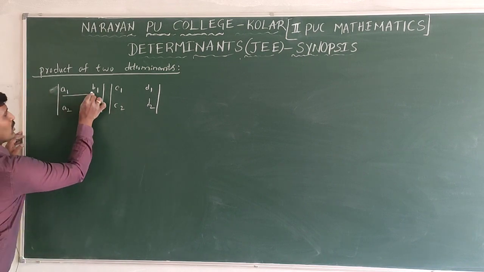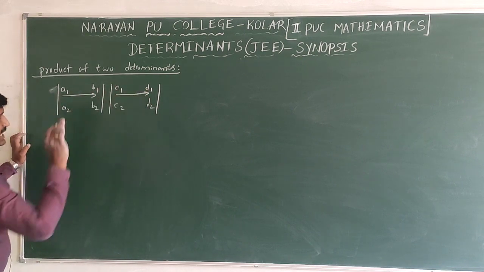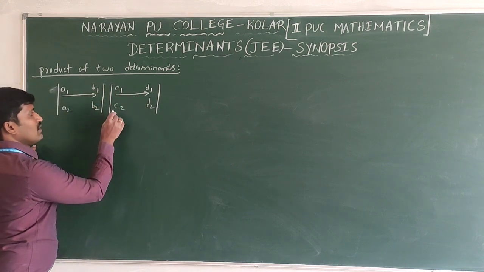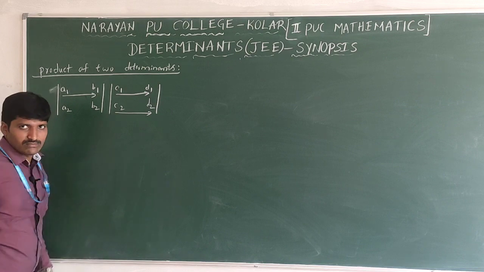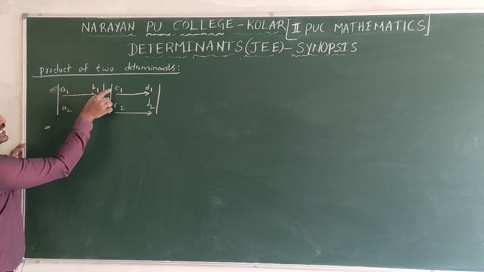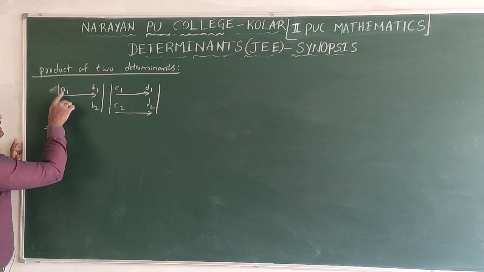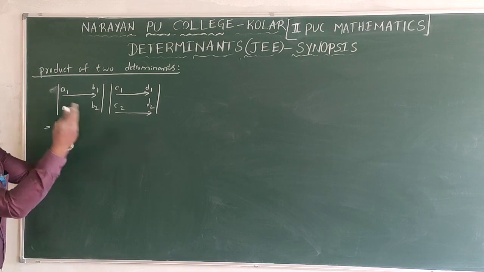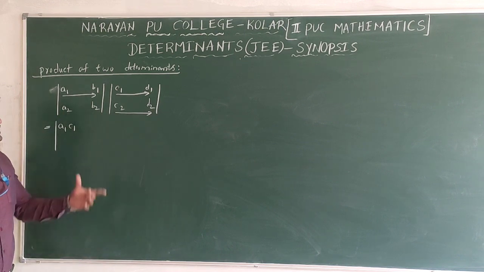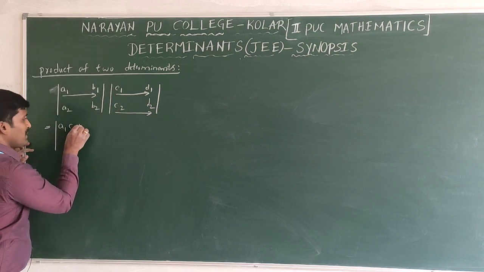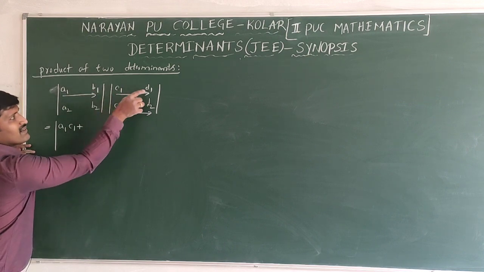What I said, row with row only. Remember again, it's not first row with first row and first row with second row. What you will get? Corresponding elements we need to multiply and add. A1, C1. Again we will get a determinant only. Product of determinants we will get again a determinant. A1, C1 plus, here what is the corresponding element? B1, A2.